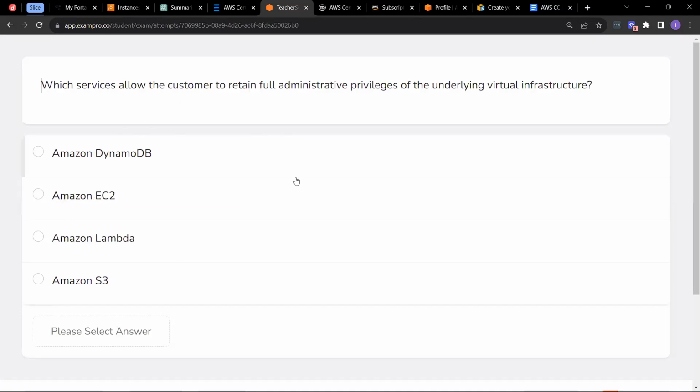Yes, that's SDK. Which services allow the customer to retain full administrative privileges of the underlying virtual infrastructure?